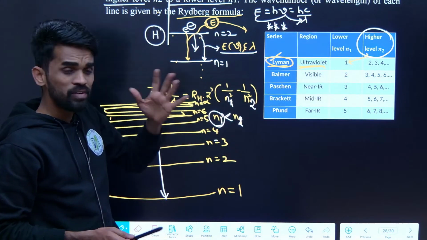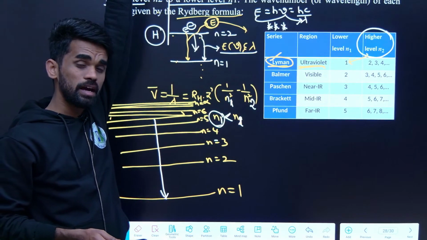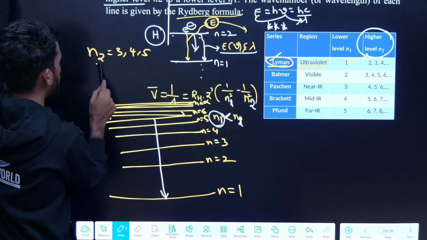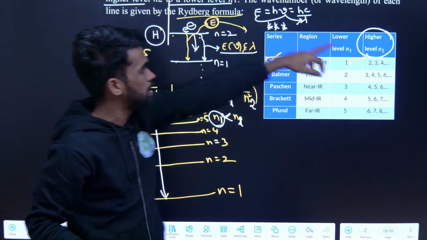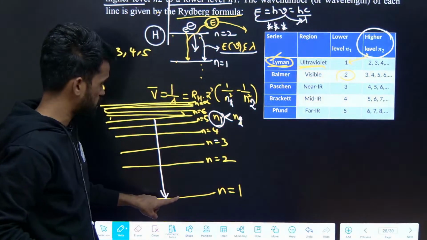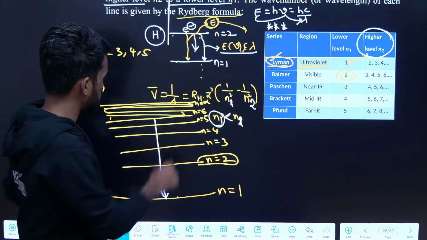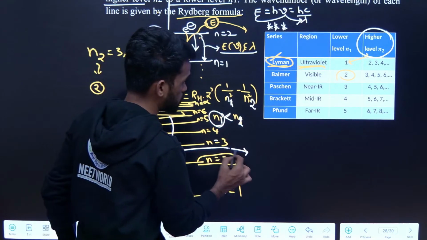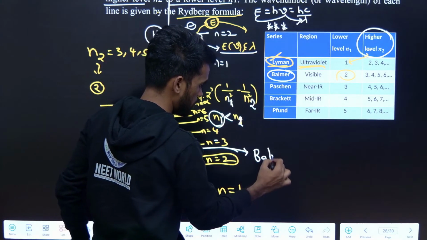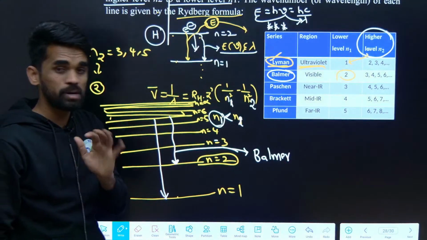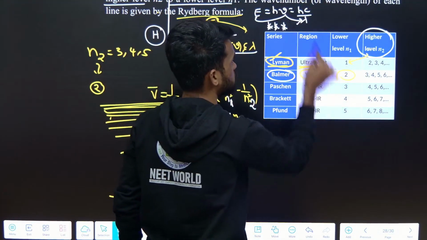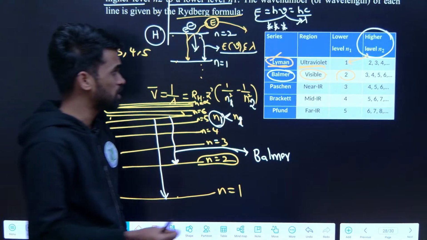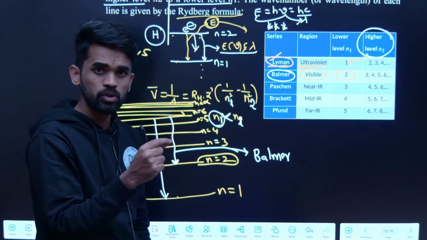Now for the hydrogen atom, if an electron is present at a higher level, n2 can be anywhere from 3, 4, 5 like that, and falls into the second energy level. This is the first energy level, this is the second energy level. If it falls from any higher energy state to the second energy level, that line will be observed in the Balmer series, and it appears in the visible region. In electromagnetic radiation spectroscopy we will study the IR region, visible region, UV region.